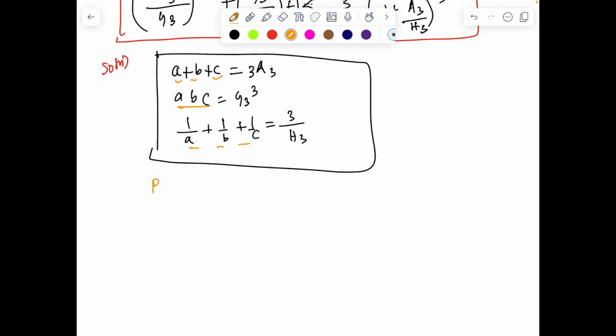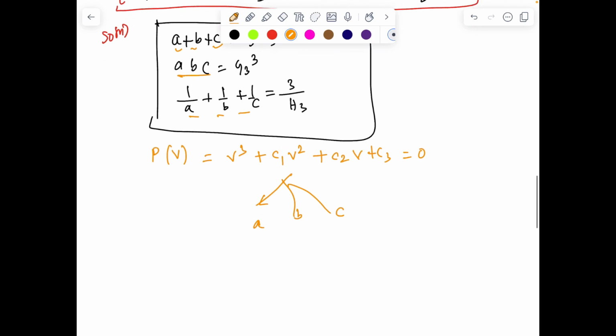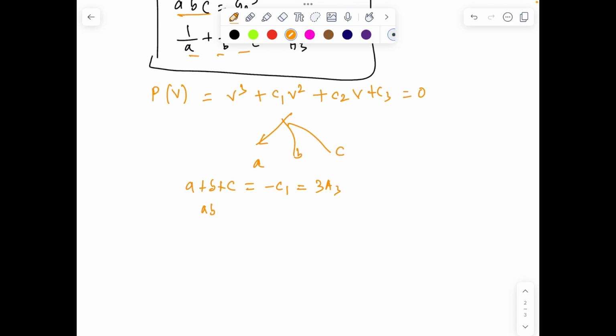So if I define a cubic, let's say P(B) equals B cube plus some constant C1 B square plus some other constant C2 B plus C3 equals 0, and suppose the roots of this equation are ABC. So it's a cubic having roots ABC. Then by Vieta's formula, A plus B plus C is minus C1, and that is 3A3. The sum of roots taken two at a time, AB plus BC plus CA, is C2, and according to the expression that is 3G3 cube by S3.